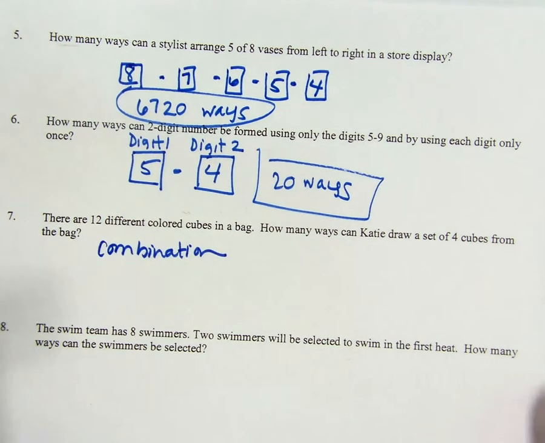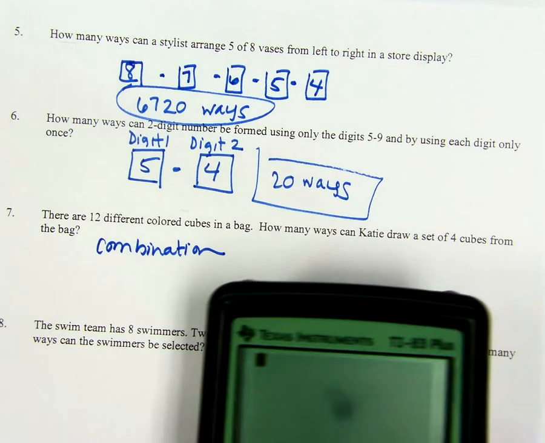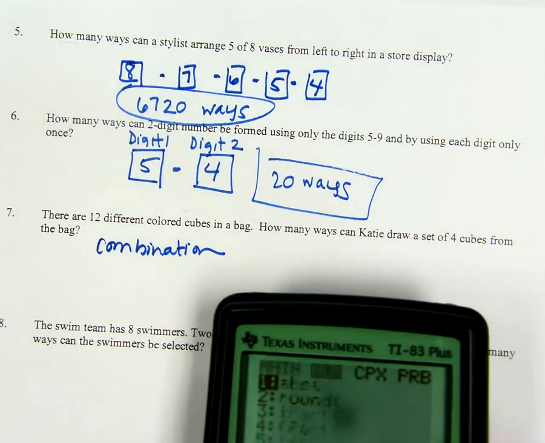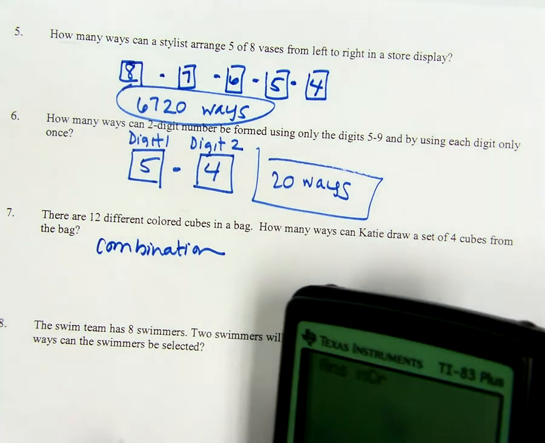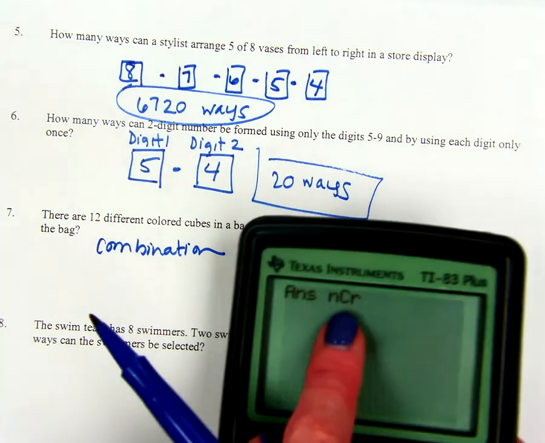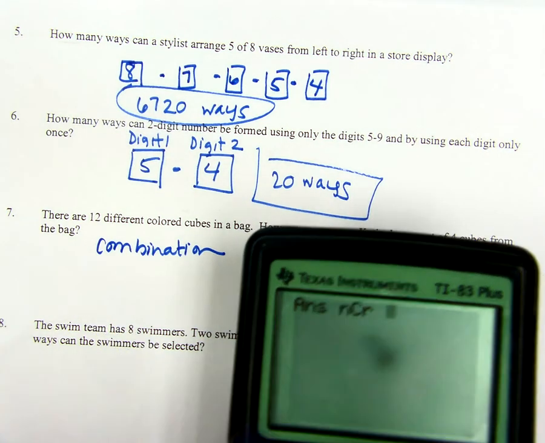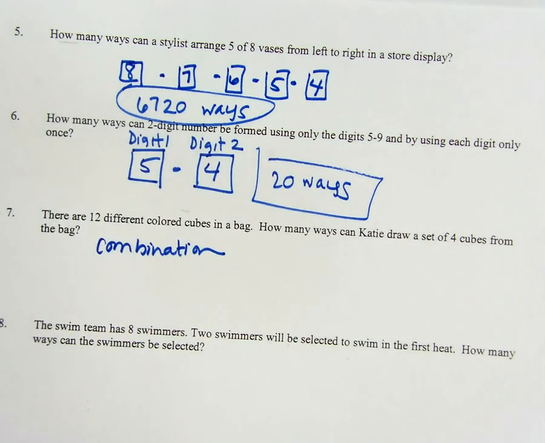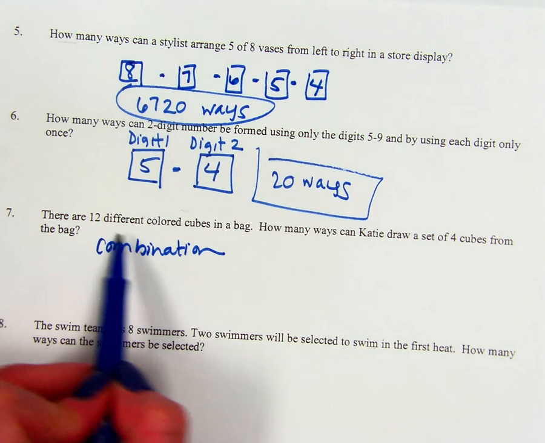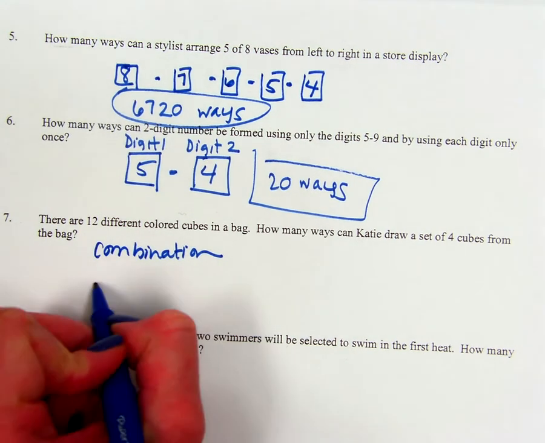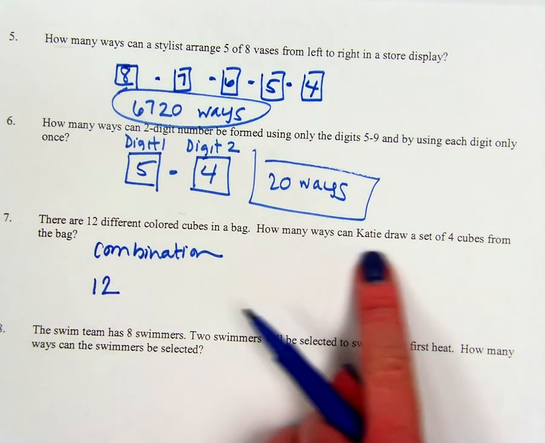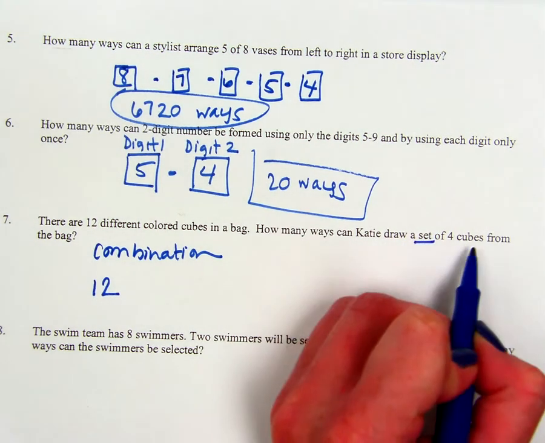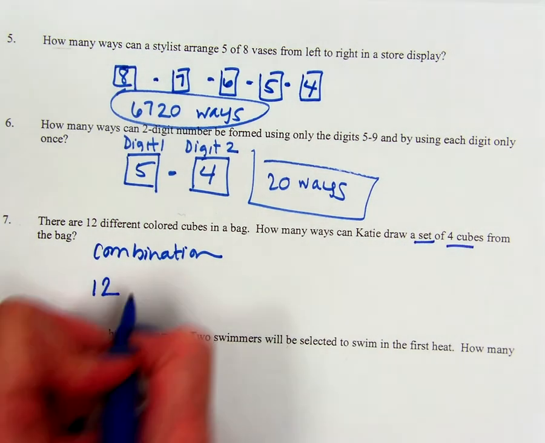So we had our calculator out earlier, so we remember in order to get to combination, we are going to hit our math button, arrow over, and we're going to choose number 3. So that's what we should see when you're going to do this problem. So I'm going to clear this because we're going to enter all the information from our problem right now. So we're going to start with our larger number. So we have 12 different colored cubes in a bag. So we're going to start with 12, and it says, how many ways can Katie draw a set of 4 cubes? So right now we have a set of 4 cubes from the bag.